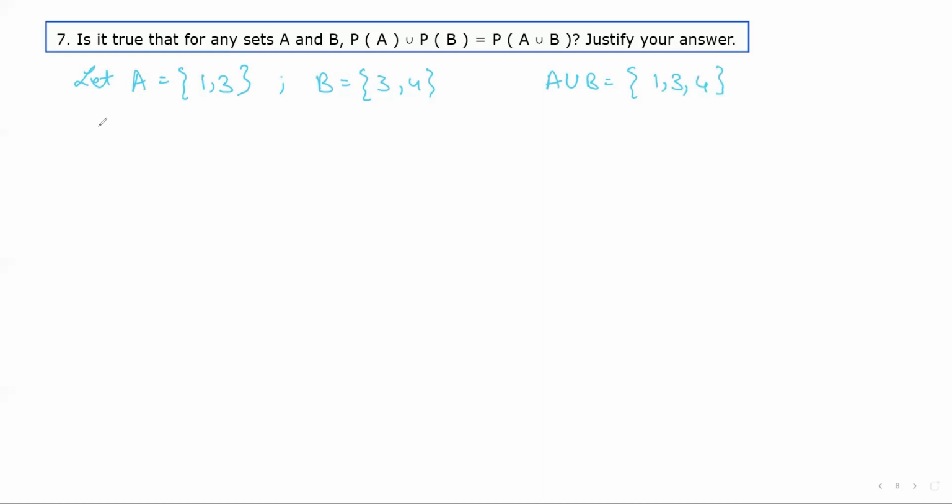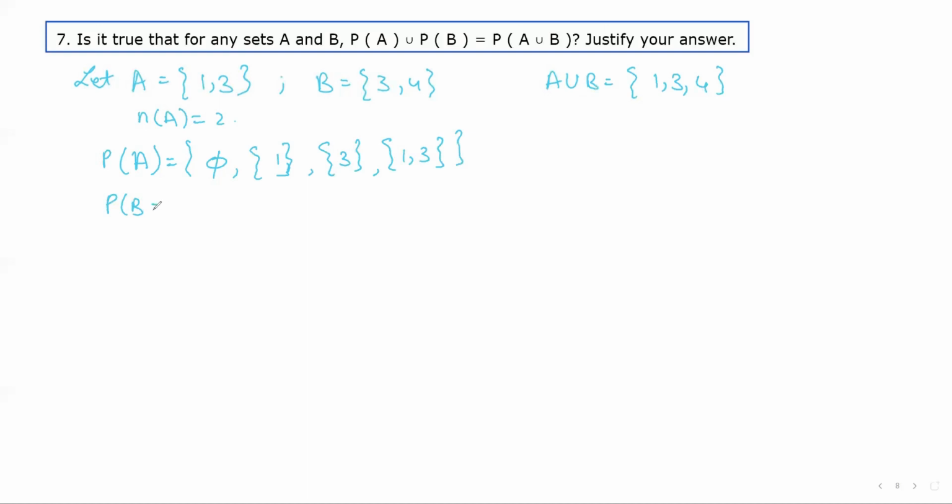Okay. Now let's try and find the power sets of A. A has 2 elements. Number of elements in A is equal to 2. So the number of elements in power set of A will be equal to 2 to the power 2, which is 4. Power set of A is the set of all the subsets. So phi is a subset, singleton sets {1} and {3}, and then you have A itself {1, 3}. These are the elements of power set of A.